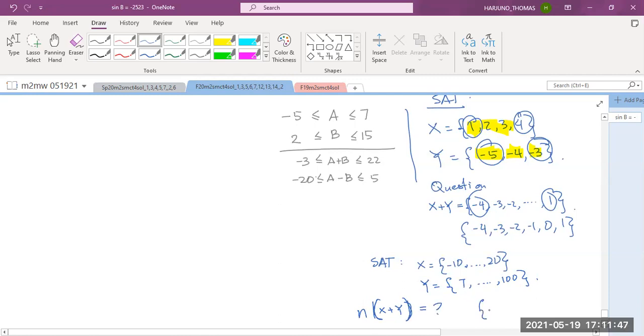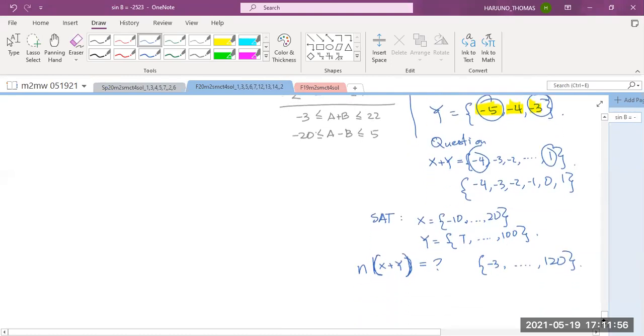Now, if you add, the minimum is -3, the maximum is 120. Now, how many elements are there? No, not 120. It's 124. The answer is 124. Okay. But Thomas, 120 minus negative 3 is 123. That's right. There are 123 elements after negative 3. But if you include negative 3, that will be 124.